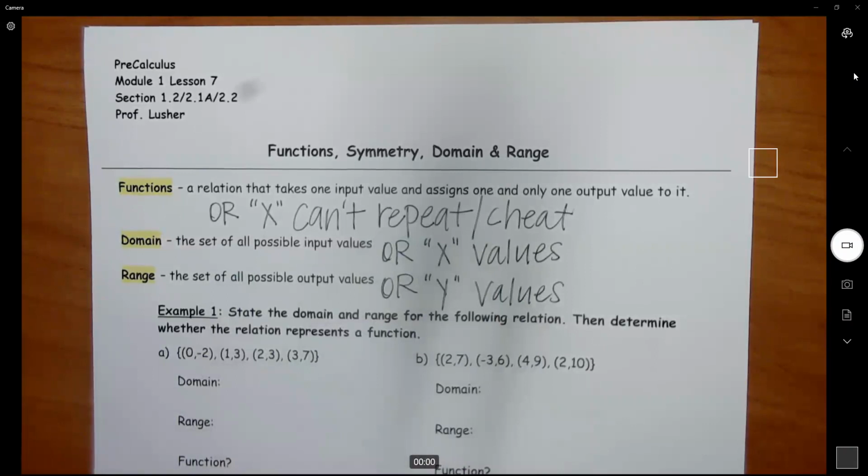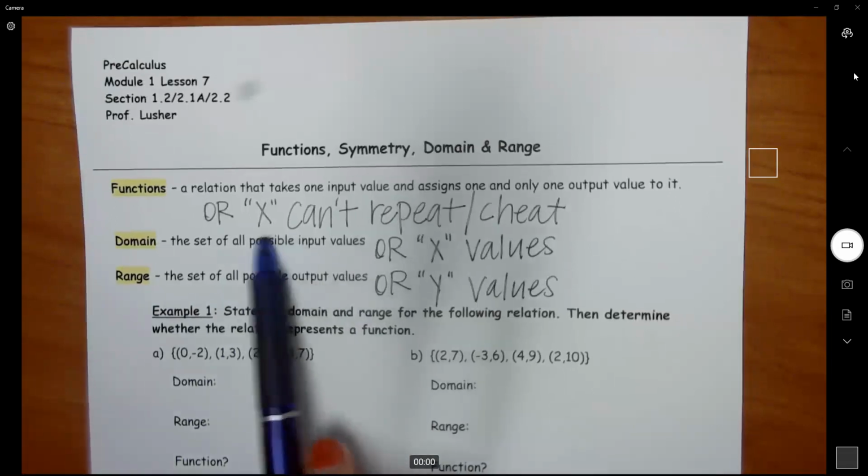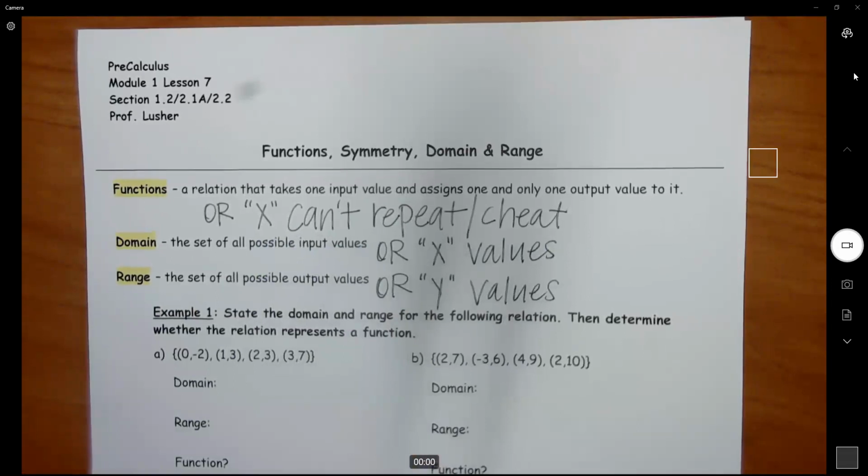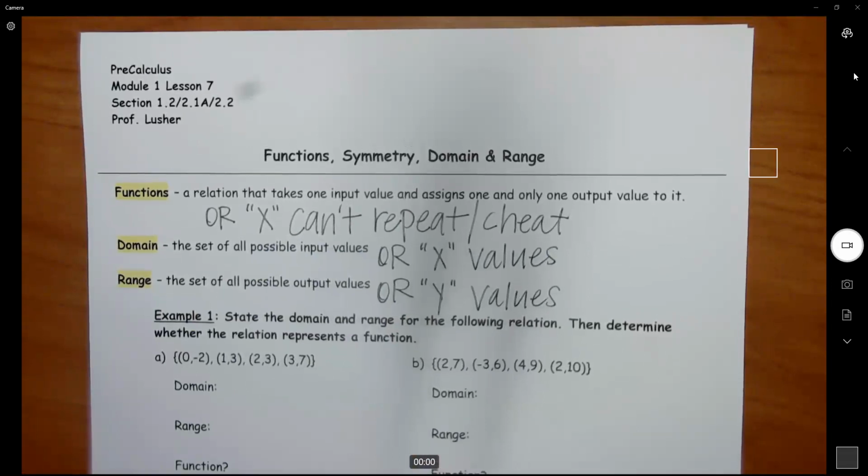But your book's definition of a function is a relation that takes one input value and assigns one and only one output value to it. So what does that mean? That means that your X can't repeat. And when I was teaching high school, I would say that X can't cheat. Okay, we don't care what Y is doing. We don't care if Y has 1 X, 2 X's, or 3 X's. We just care about that X, and we know that X cannot repeat. So if you like that definition better, pause the video and write that down.